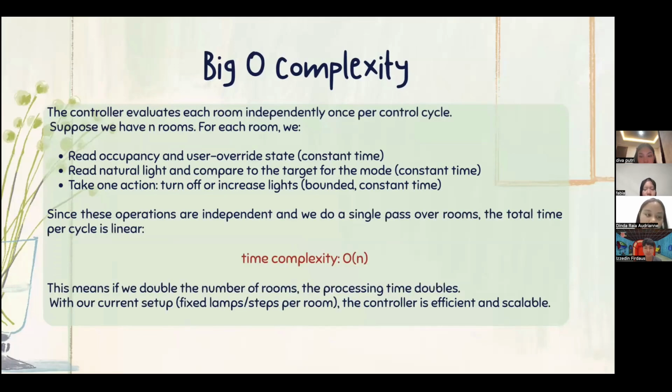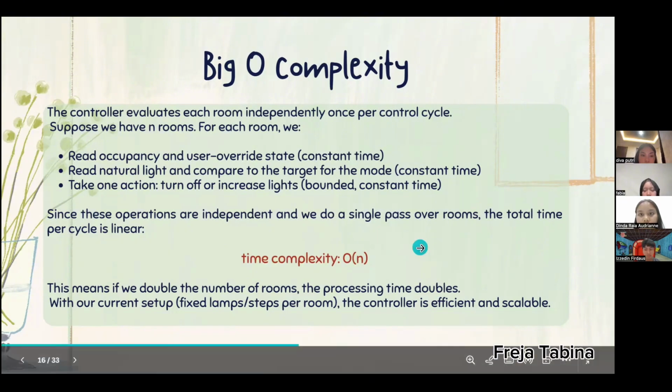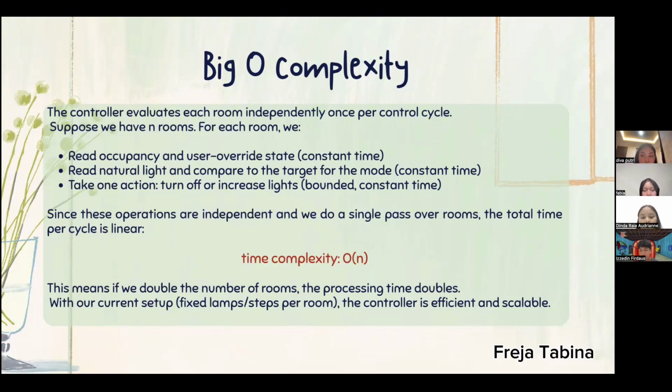Okay, so for the big O, we analyze the complexity of our control system. The controls check each room one by one during every cycle. It reads the occupancy, the user override and the light level, then decides what action to take. Each of these actions takes constant time, so if we have n rooms, the total time grows linearly with the number of rooms. That means the time complexity is O of n, which shows that the system is efficient and scalable.